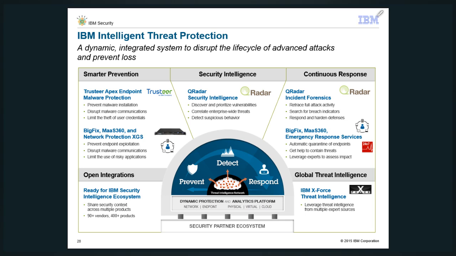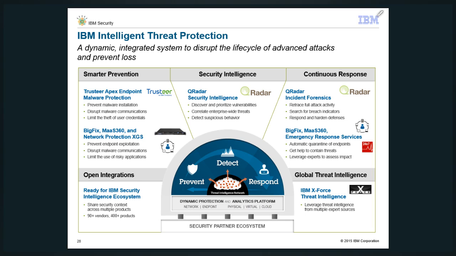So we think of that in terms of smarter prevention, security intelligence, and then response. What we mean by that is have the prevention in place. Prevention does work, right? It doesn't work completely, it doesn't work for everything, but at least stop 80% of your attacks before they even get started. So things like Trusteer Apex Endpoint, which is an endpoint protection product that we have at IBM. It's basically behavior-based. It sits on the endpoint and looks for bad things happening.